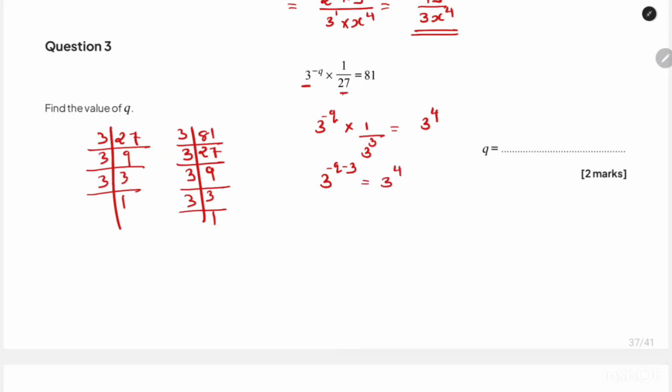On the right hand side remains 3 raised to 4 only. On both sides we have the same base, just the powers are different, so you can directly equate the powers. Now to make q the subject, this minus q will go here and become positive q, and this 4 will go here and become minus 4. So minus 3 minus 4 is equal to positive q. So q is equal to minus 7. This is the answer.